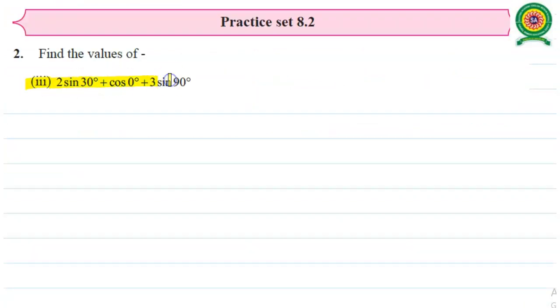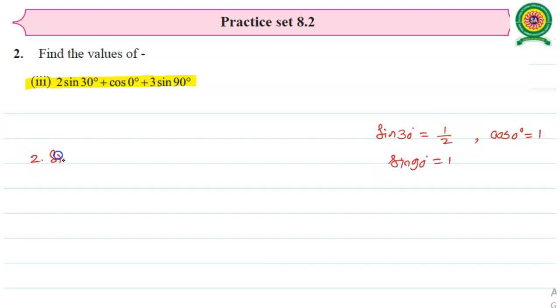2 times sine of 30 degree plus cos of 0 degree plus 3 times sine of 90 degree. Look at the trigonometric ratios of values. As per the table we have sine 30 degree is half, cos of 0 degree is 1 and sine of 90 degree is again 1.